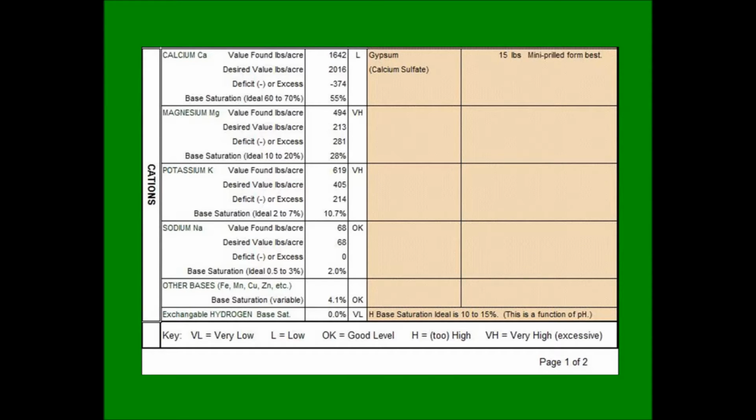Here's the second section on the first page. This is mainly the cations, which are the positive ions like calcium, magnesium, potassium, and sodium. And these are going to make your soil more basic. So the first one there, calcium, is low, and so we're going to add gypsum, calcium sulfate, at 15 pounds per 1,000 square feet. And I'm saying in a mini prilled form. And the other ones are very high or okay, so we don't need to add those. The exchangeable hydrogen down here is just sort of an indication of your pH. Now let's go on to the next one.